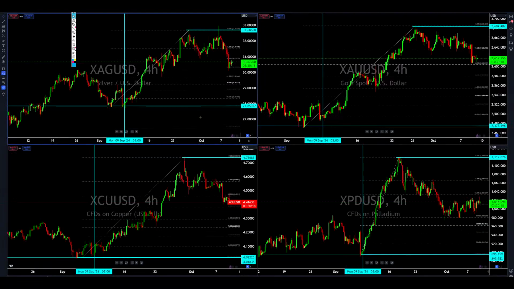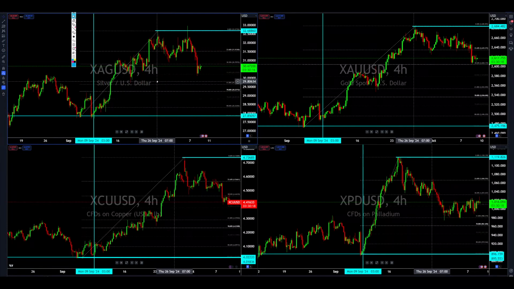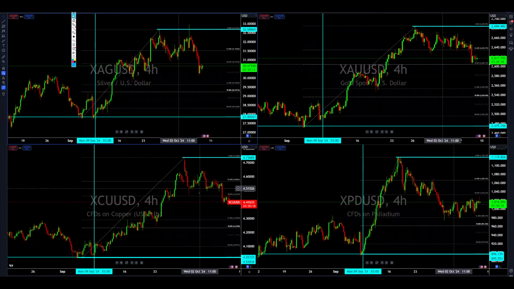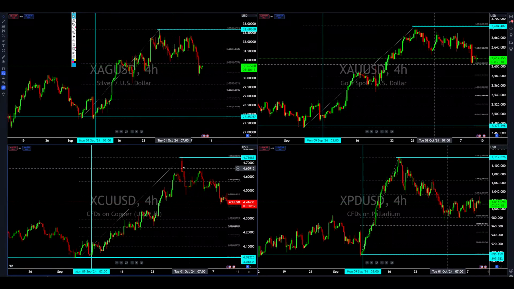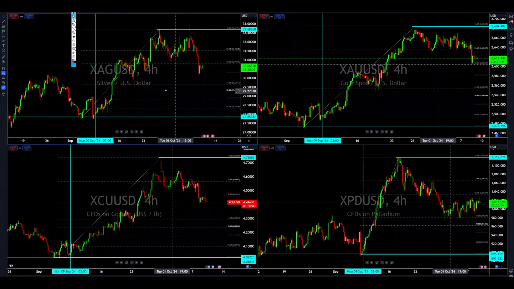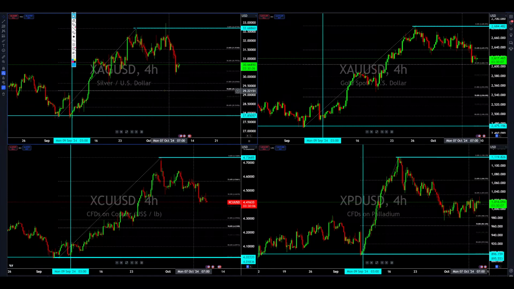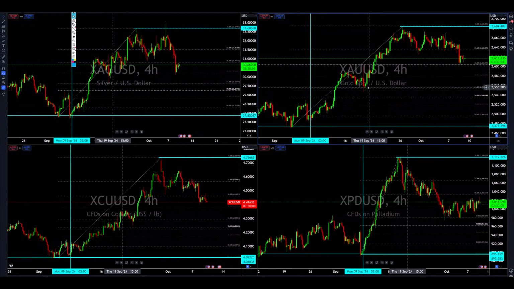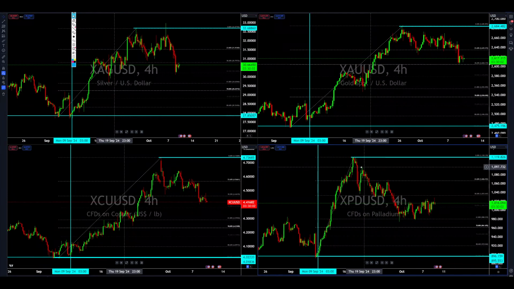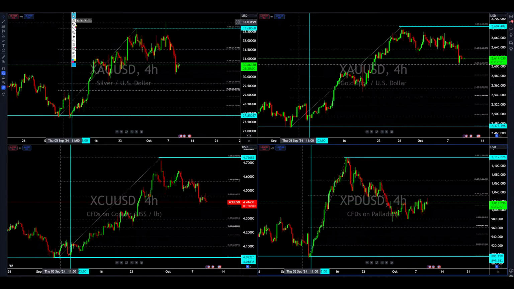Now we have these four commodities here on this chart. Yesterday, if you remember, in yesterday's stream we were watching these four charts very closely, and we were looking for a short-term buy opportunity on gold, and we got a short-term buy opportunity on gold. Gold went up and then boom, cracked.